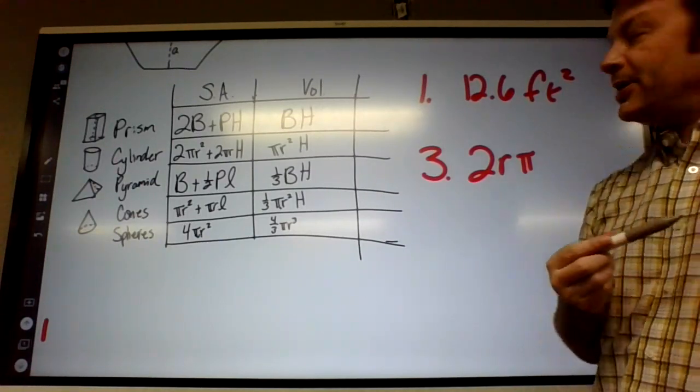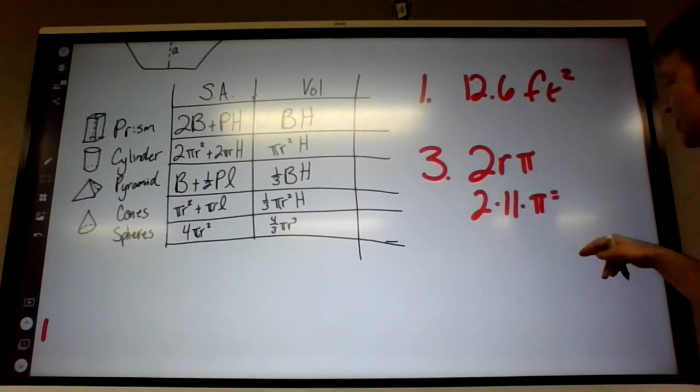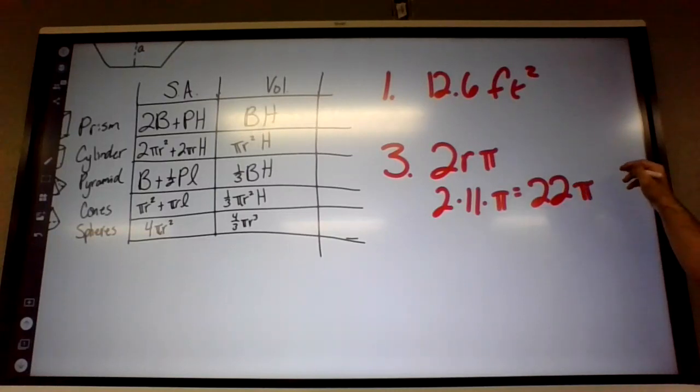So 2 times 11 times pi. Now the directions on this part say you can leave pi alone. You can leave your answer with pi. 22 pi kilometers squared. You guys remember how we labeled these?